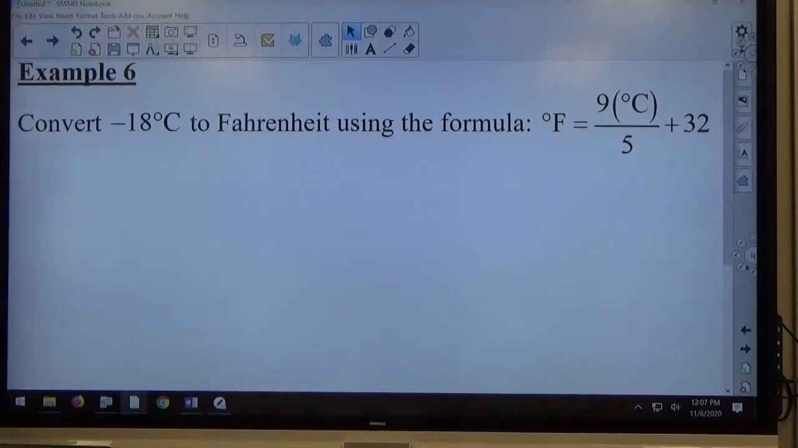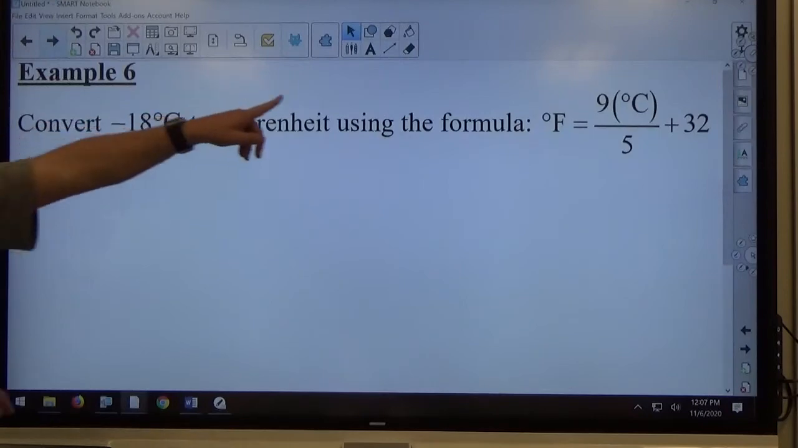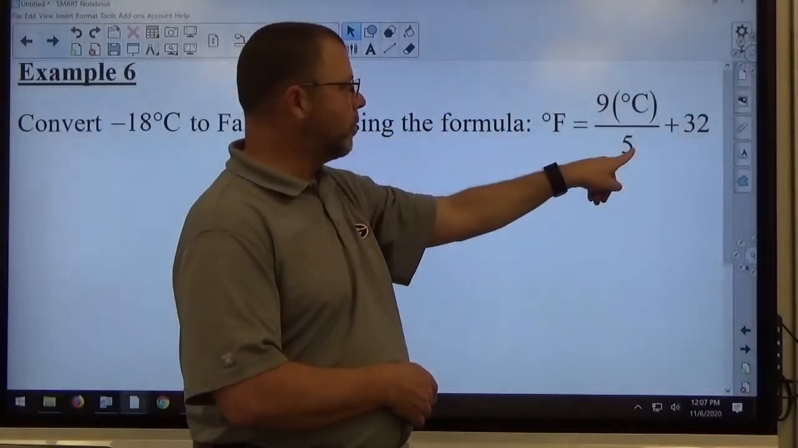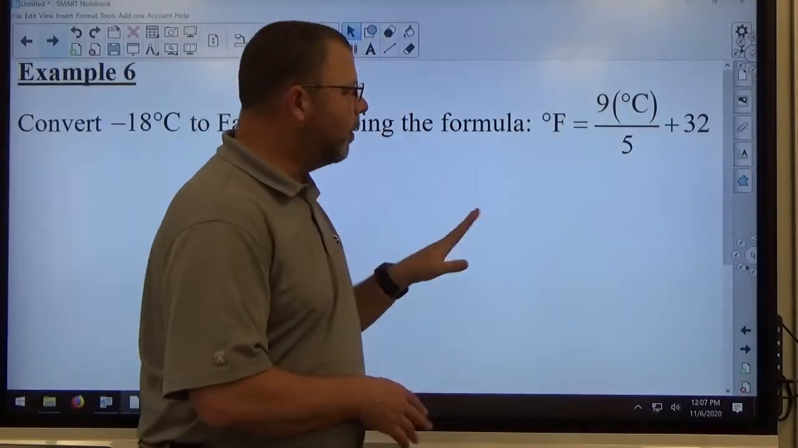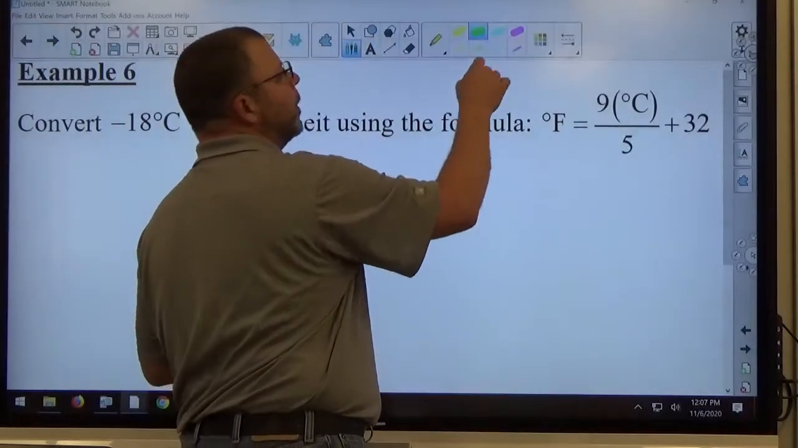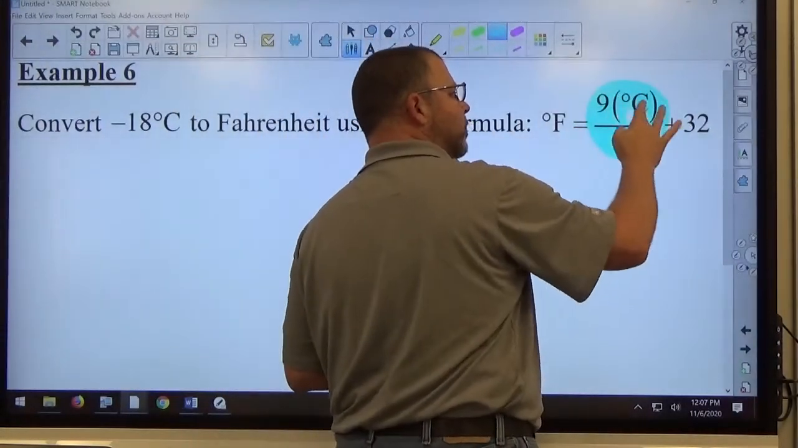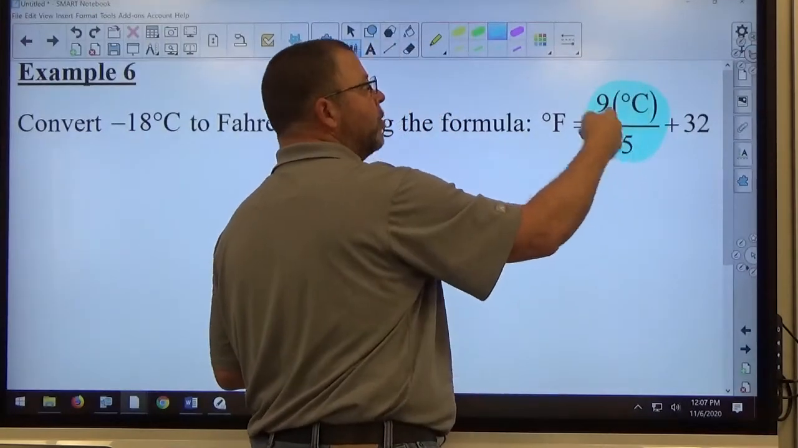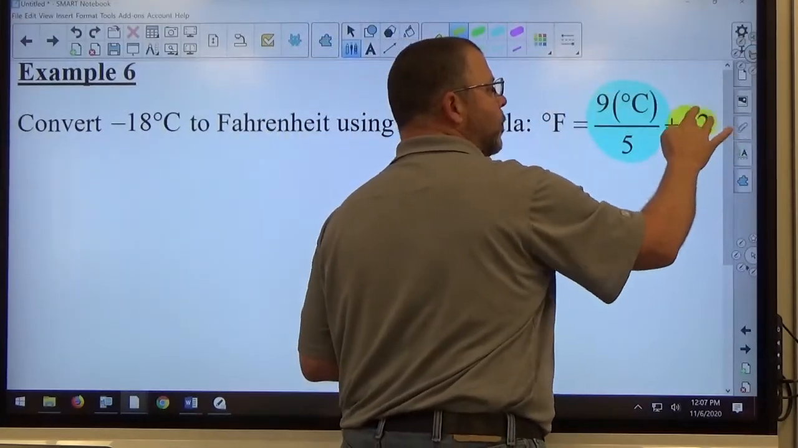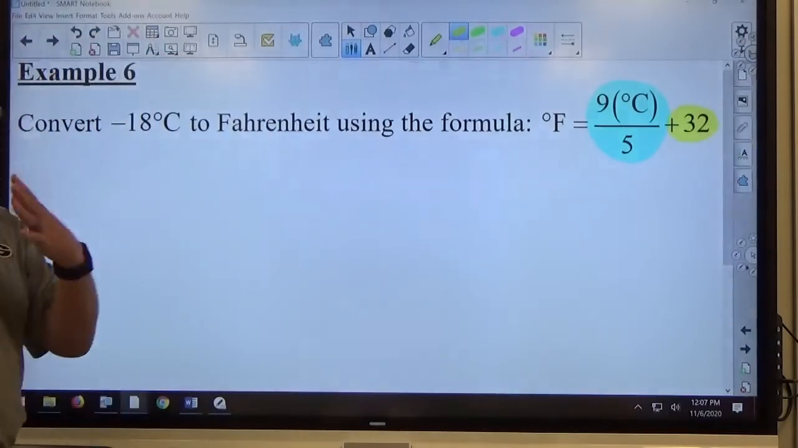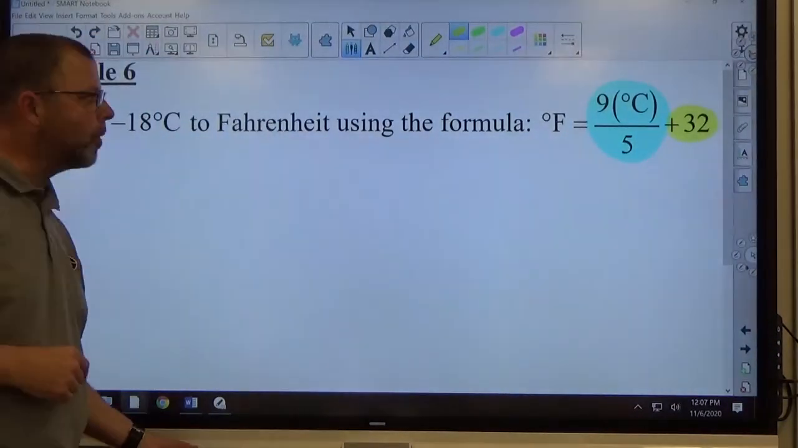All right, for example 6, we're converting negative 18 degrees Celsius to Fahrenheit using this formula. The Fahrenheit temperature equals 9 times Celsius over 5 plus 32. Order of operations scenario here. Notice all this stuff happens, that's a multiplication and a division, and then plus 32 happens at the end. So be careful that order of operations is happening here, that we do it properly.